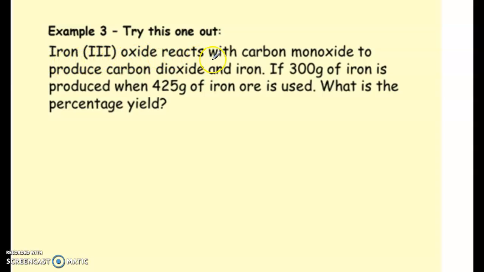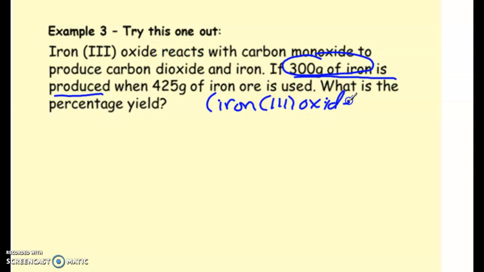Iron 3 oxide reacts with carbon monoxide to produce carbon dioxide and iron. If 300 grams of iron is produced, so this is saying that this is produced when 425 grams of iron ore is used. So iron ore is another term for iron 3 oxide. Okay, what is the percent yield? So pause the video, give this a try, have your periodic table nearby, and let's see how you do.